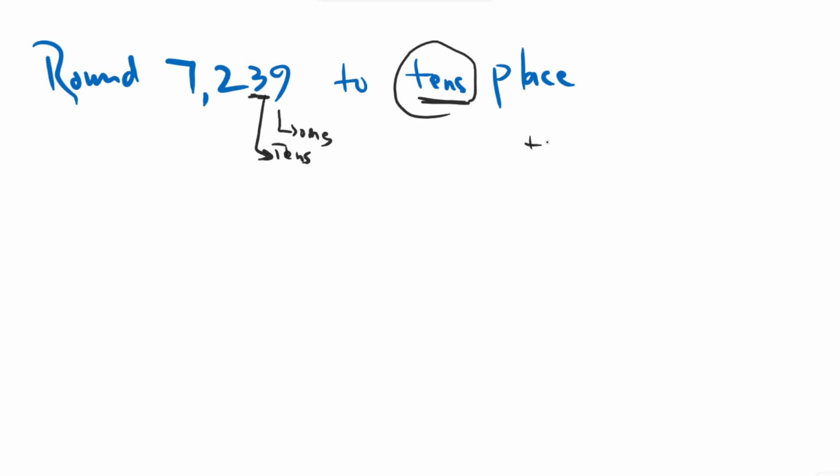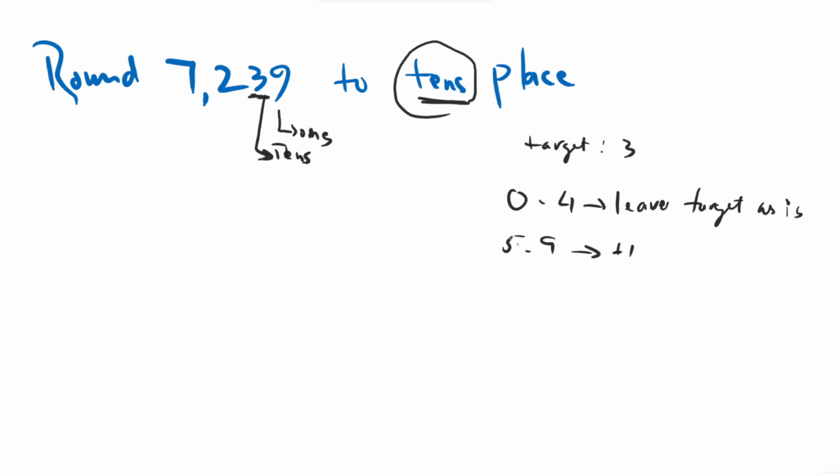Remember, target is 3, and from 0 to 4, you leave target as is. And from 5 to 9, what you do is add 1 to target. So this is 3. The number that comes after the target, add 1 to target. The number that comes after the 3 is 9.